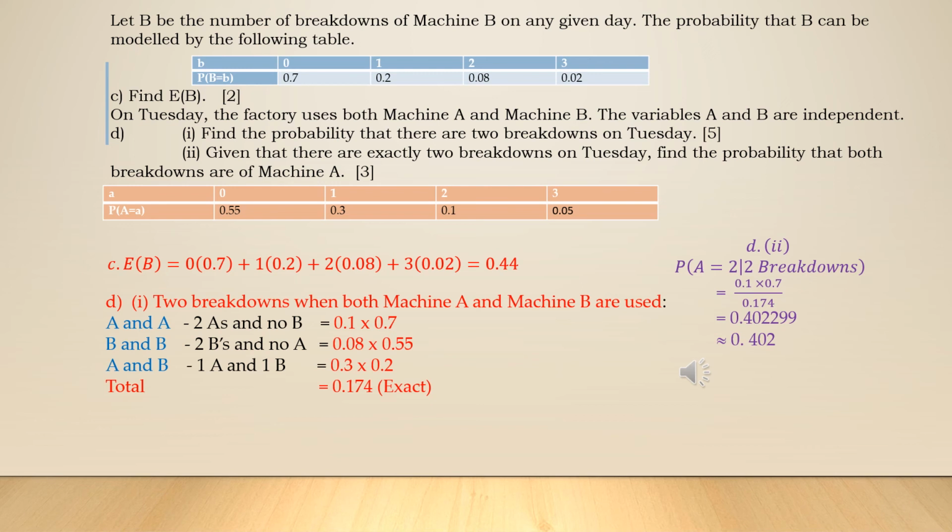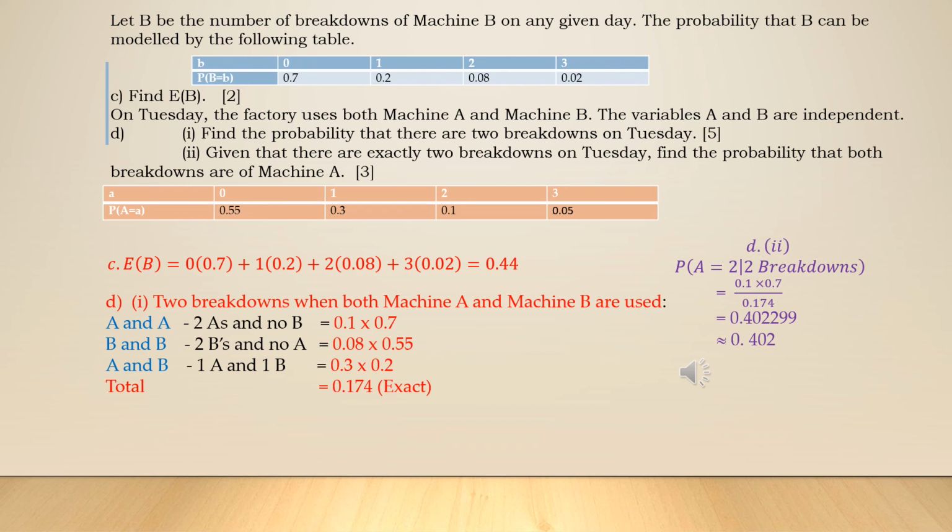When we say A and A, that means there are 2 A's for that particular day and no B. Same with B and B. That means 2 breakdowns from machine B, and then there's nothing from A. And then for A and B, 1 A and 1 B.